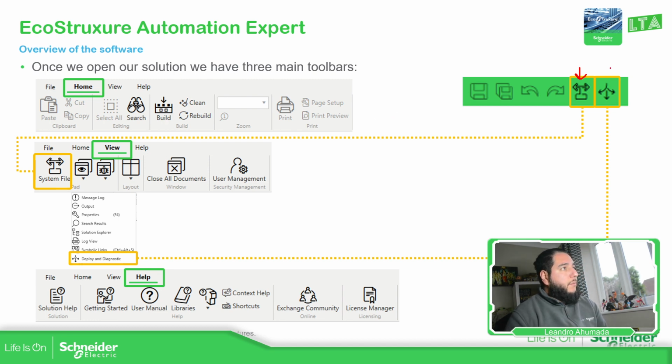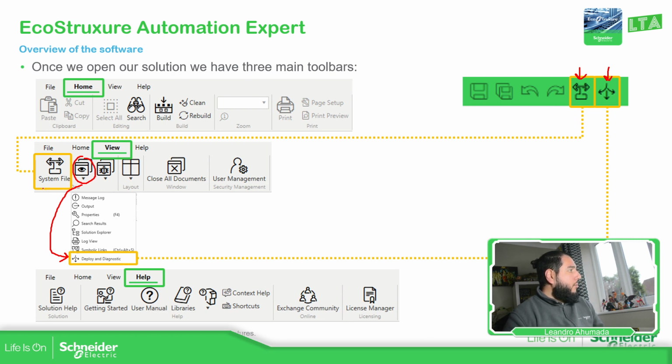Then if we press this one, deploy and the diagnostic, if we go to the same view, the same bar, it will access this path, and select this one. Okay, so it is good for us to understand the different places that we have to develop our application.